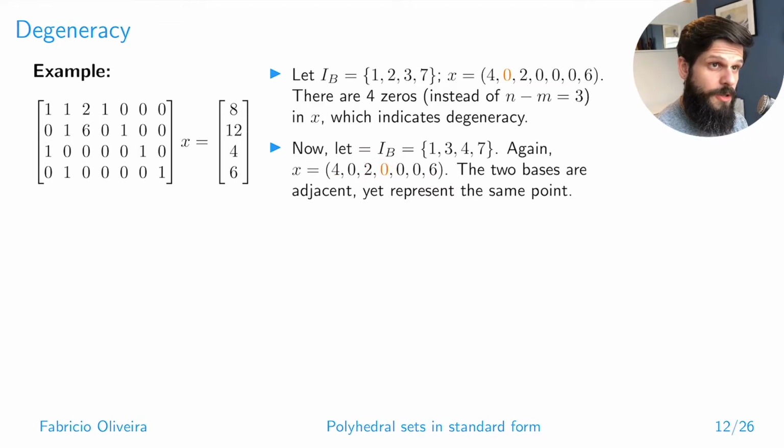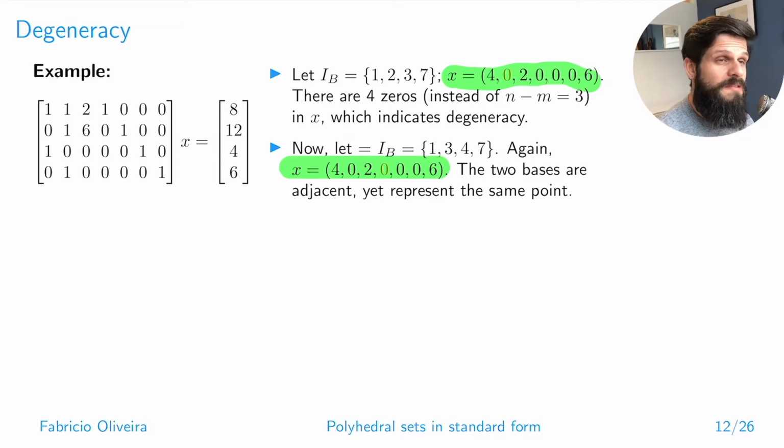So it's also degenerate. Now look at the value of x here, and look at the value of x here. It is exactly the same point in R7: 4, 0, 2, 0, 0, 0, 6. Why is it the case? Because when we make a basis, we are expecting to land on a vertex. It just so happens that these two bases represent the very same vertex. So geometrically, they are the same position in space, even though they are formed by different subsets of constraints. And that's one of the main problems with degeneracy.